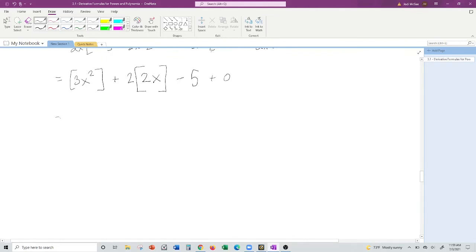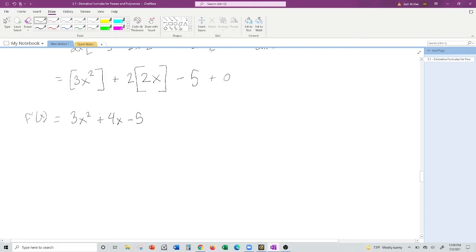Alright, let's go ahead and drop these brackets here. So we have 3x squared plus 4x minus 5, and this is our derivative. Sorry, I got ahead of myself in my notes here. There we go. This is our derivative, f prime of x.